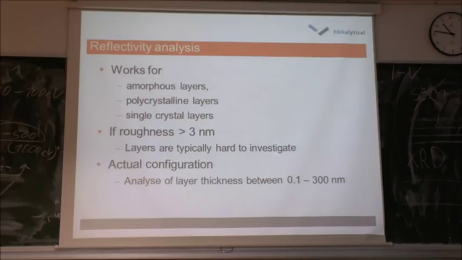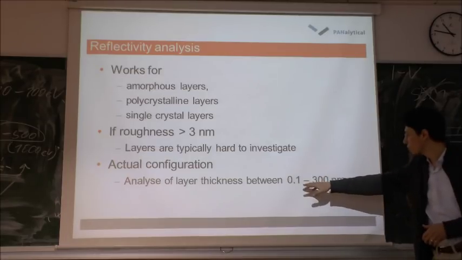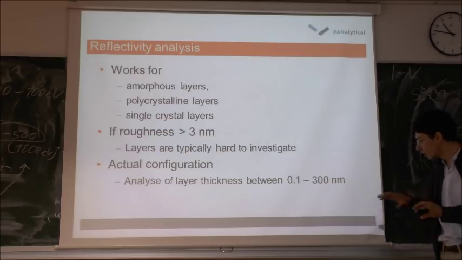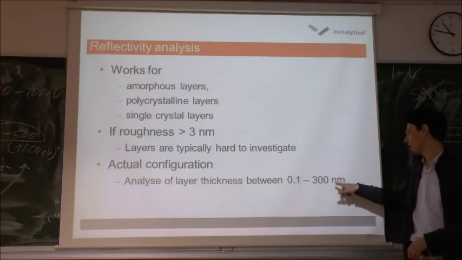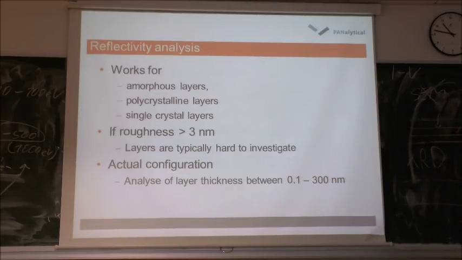Okay. So as for samples, you can do amorphous, polycrystalline, and single crystalline samples. Roughness should be quite small. If it is above approximately 3 nanometers, then it's getting hard to investigate these films. And you can analyze thicknesses between 0.1 nanometers, so really thin layers, up to 300. But actually, it's easier to investigate very thin layers than very thick layers.